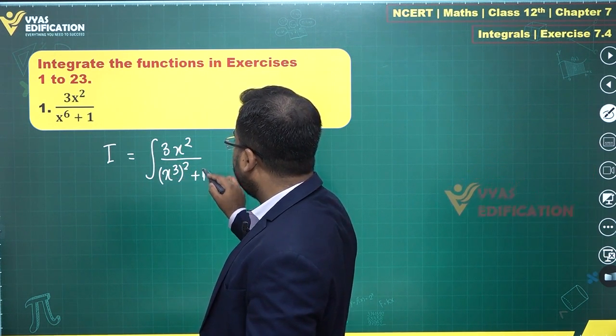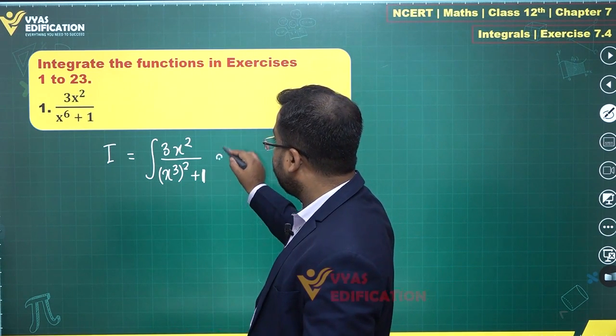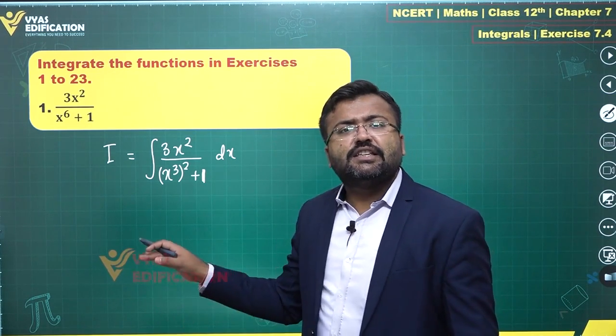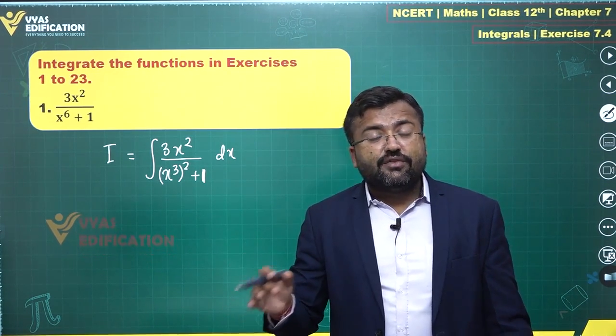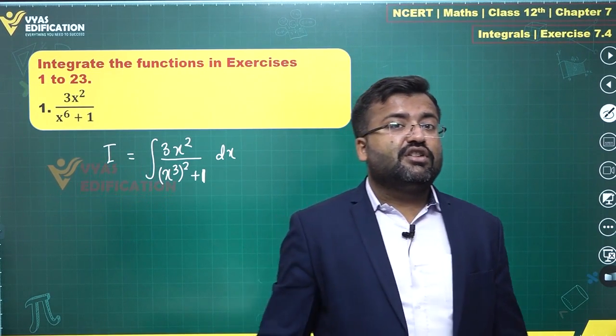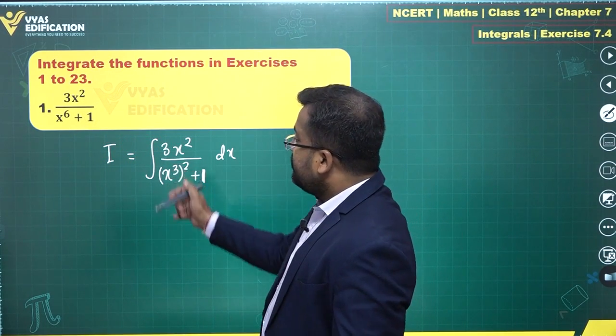Yes. So I observe that I have 3x square over x power 3 square plus 1, because I am interested in a quadratic in the denominator, right? A quadratic in the denominator can be solved easily. This exercise is based on that, but in future also when you encounter such questions, a quadratic in the denominator, only a quadratic in the denominator can be solved easily, right? By direct formulae. That is the aim.